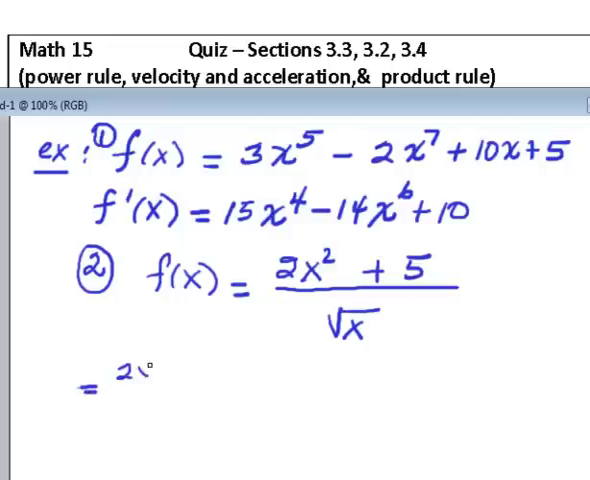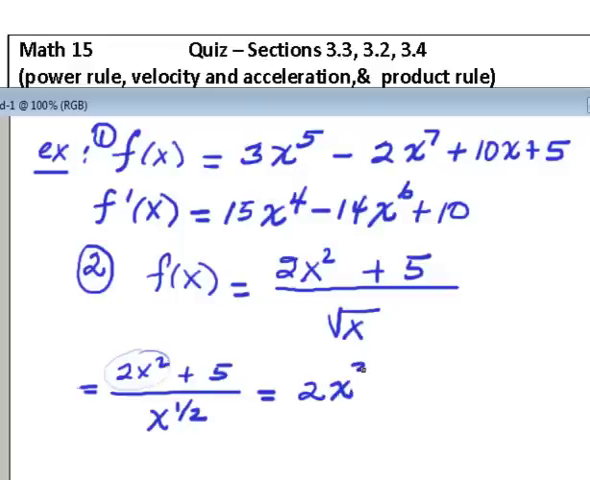So f of x is equal to 2x squared plus 5, and I'm just going to rewrite, instead of square root of x, I'll write x to the 1/2. And now I'm ready to split this up into two powers. We're going to first divide 2x squared by x to the 1/2, and we have 2x to the 2 minus 1/2. That's 4 halves minus 1/2, which gives us 3 halves. Plus 5 divided by x to the 1/2. That's 5 times x to the minus 1/2. Okay, so that's just f of x rewritten.